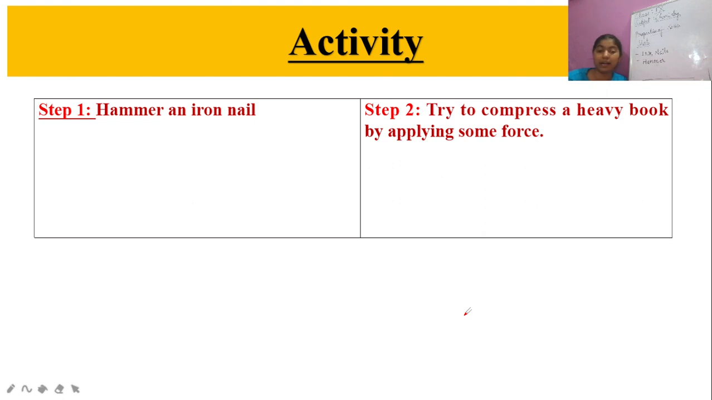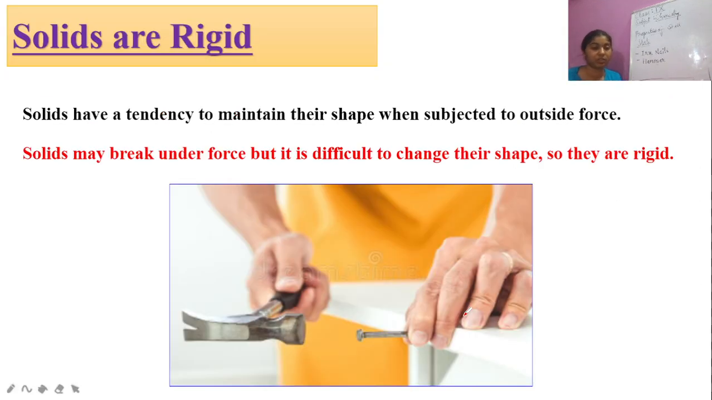Why doesn't this iron nail change whenever I beat, drop, compress, pull, or push it? Why is it not changing its shape, right? And for the notebook, if I compress it tightly, its shape changes, right? If I bend it, again it changes shape. Why is it happening? Yes, students, basically we are going to discuss now the second property of a solid, which is that solids are rigid.